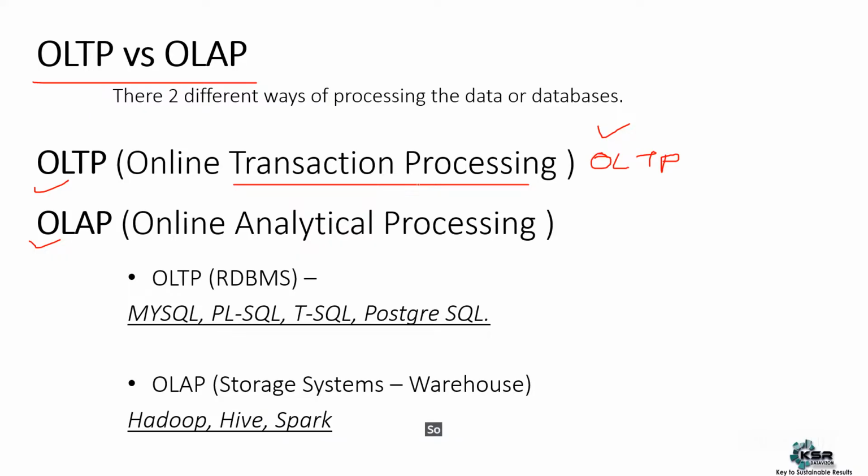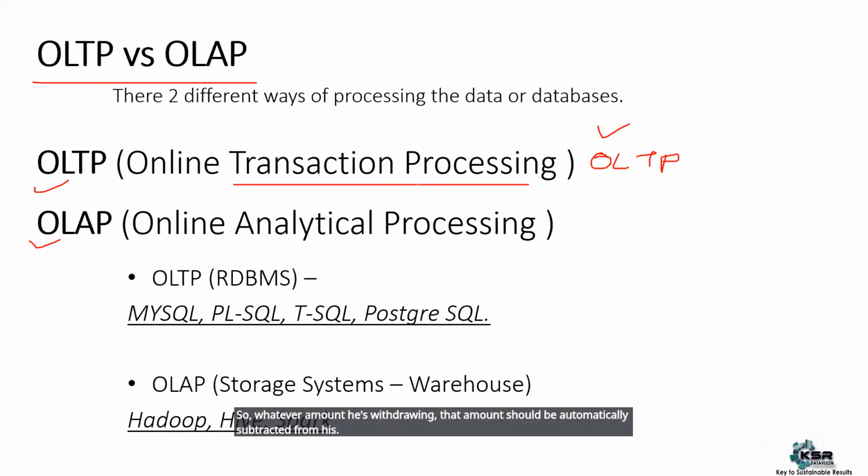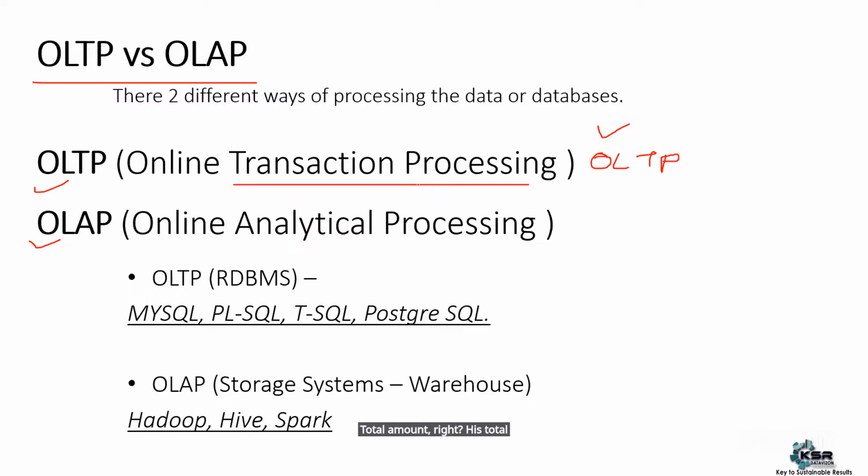So a person has a bank account, he holds a debit card and he visits the ATM. He wants to withdraw some amount. Whatever amount he's withdrawing should automatically be subtracted from his total account amount, right? If it isn't subtracted, the information will remain the same. So his account has 10,000 rupees, but he's trying to withdraw 5,000. So the balance should be 5,000. It shouldn't show 10,000. That is called OLTP, the information which is getting updated transactionally.